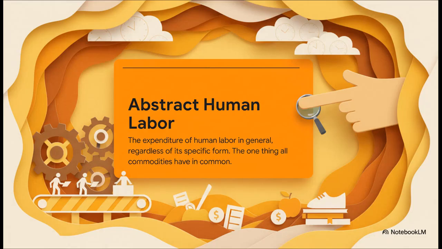And here it is. This is the big reveal. The one and only thing that a shoe, a shirt, and a loaf of bread all have in common is that a human being had to work to produce them. Not the specific work of a shoemaker or a baker, but just human labor in general, the spending of human energy, brains, and muscle. That is the hidden substance of value.